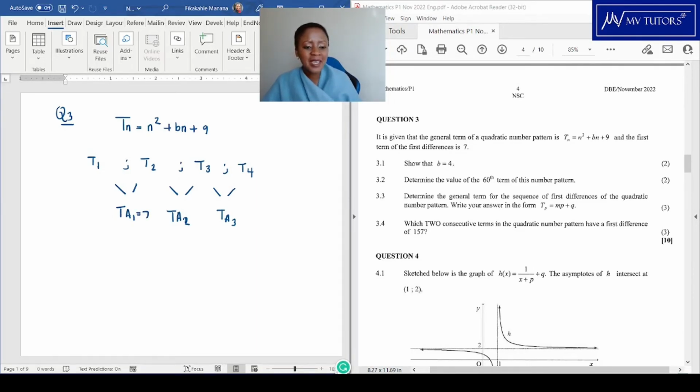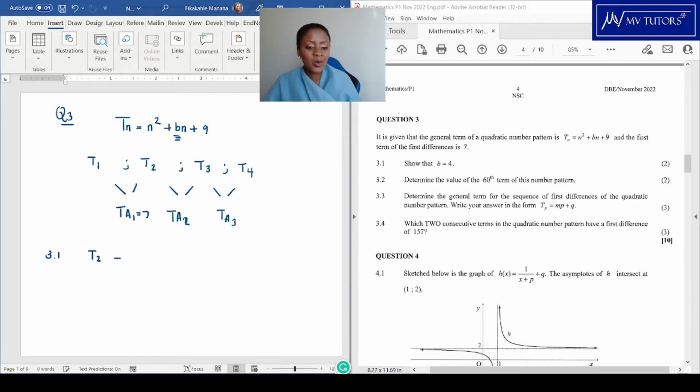Okay. Now let's go to question 3.1. It says show that b is equal to 4. Okay, so this is the b that they are referring to. You might have a simple way of getting it. I'm going to go the long route. I know it's 2 marks, but yeah.